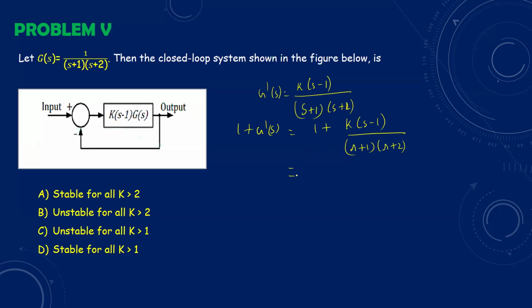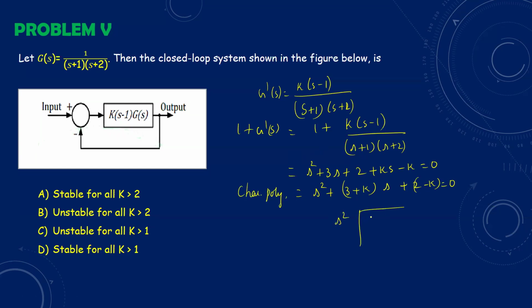So if we simplify this, s square plus 3s plus 2 plus ks minus k equal to 0. That will be simplified as s square plus (3 plus k) into s plus the constant term 2 minus k. So if we form the Routh array for this characteristic polynomial, the s power 2 row is 1, 2 minus k, the s power 1 row element is 3 plus k, and the s power 0 element is again 2 minus k.